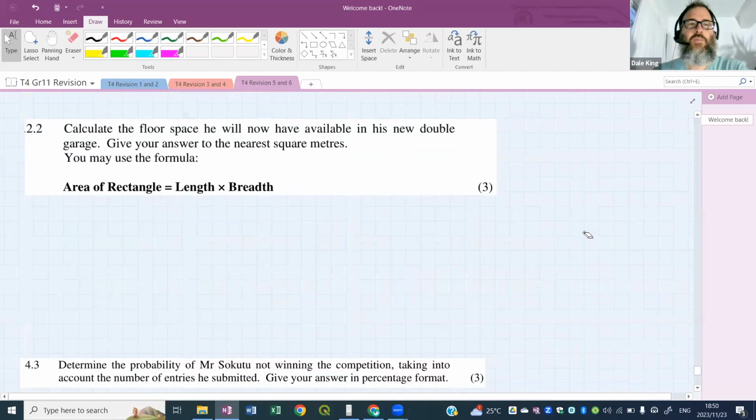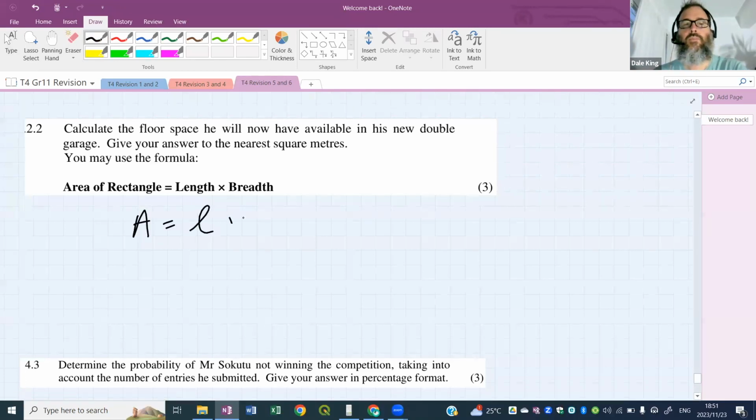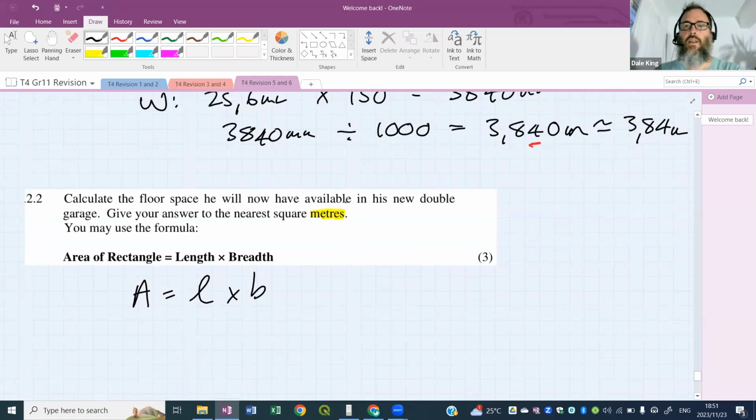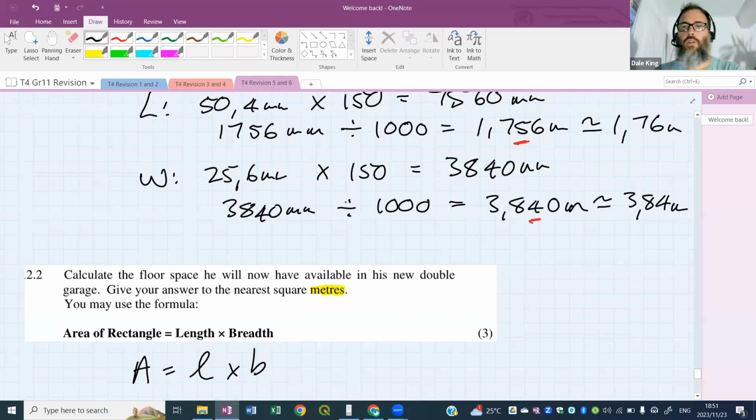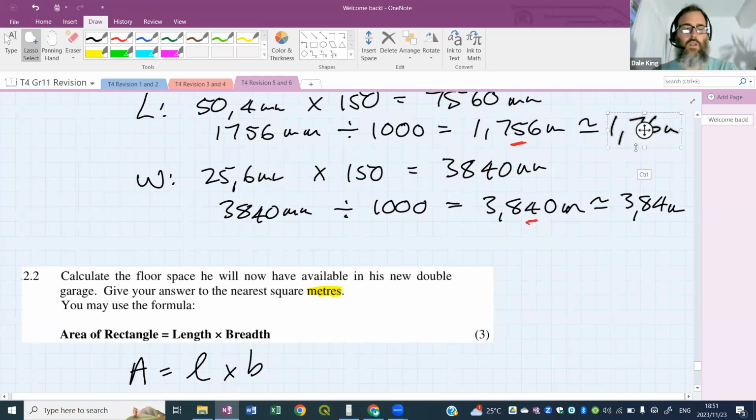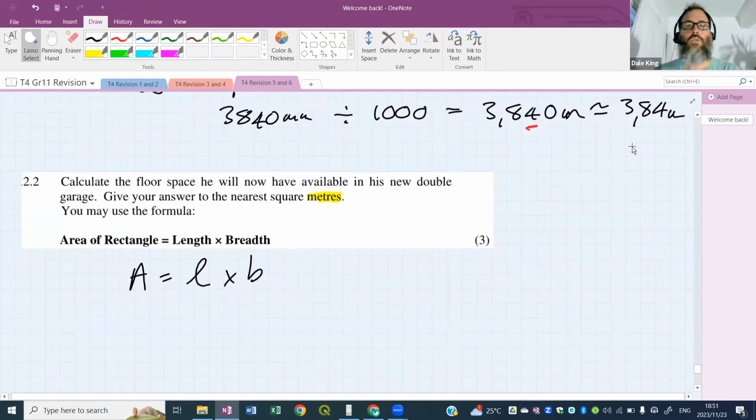All right, 2.2, let's have a look. Calculate the floor space he will now have available in his new double garage. Give your answer to the nearest square meter. Use the formula area of a rectangle equals length times breadth. So we've got to use this formula. They want the units in square meters, which is good for us because we've got our length and breadth now in meters. So all I'm going to do is take these from the previous answer and use those.